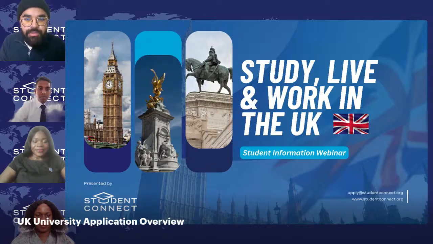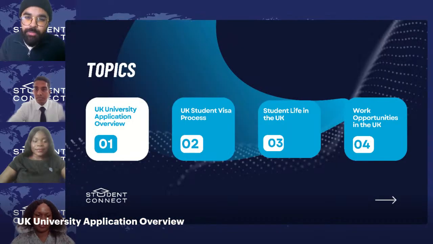First, I will ask my colleague from Nigeria, Joy, to talk a bit about the topics we are going to present today. Just to give an overview, we are going to cover four topics in total. First, it will be about the university and application overview. After that, it's about the student visa and process. After that, it will be about the student life in the UK. And last would be work opportunities in the UK. So first, I will ask my colleague Joy to talk a bit about the UK university and application overview.